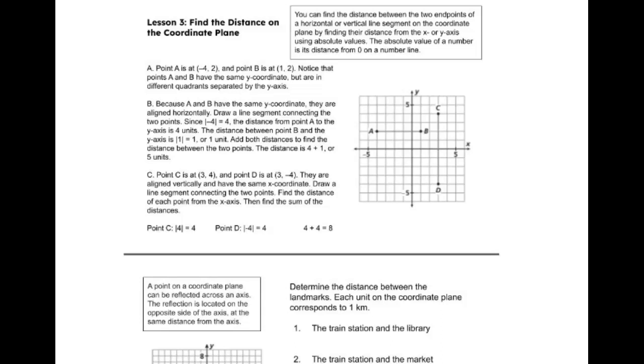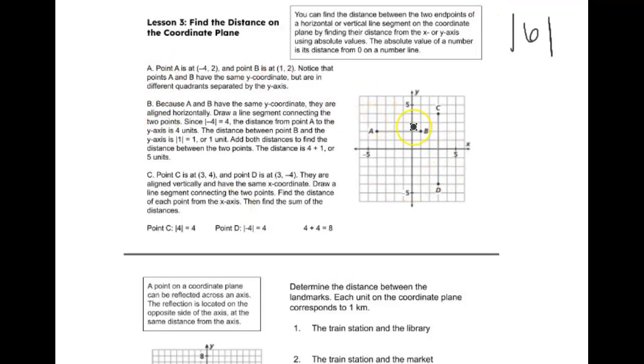You can find the distance between the two endpoints of a horizontal or vertical line segment on the coordinate plane by finding their distance from the x or y axis using absolute values. Remember, absolute values are these long lines that go on either side of the number. It means the distance that number is from 0 on the number line. The absolute value of a number is the distance from 0 on the number line, which I just said.